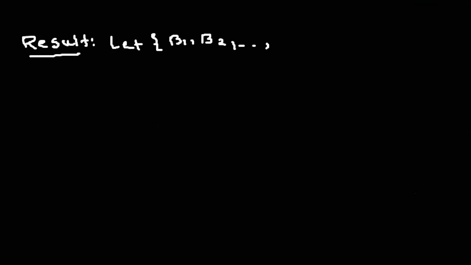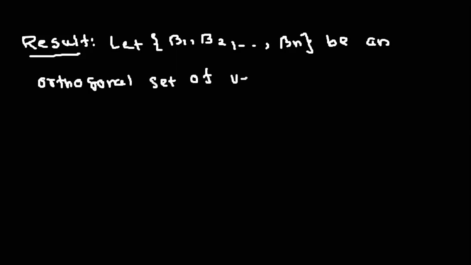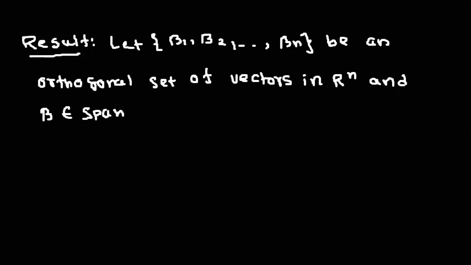Result. Let beta 1, beta 2, up to beta n be an orthogonal set of vectors in Rn, and beta is a vector in the spanning set of the vectors beta 1, beta 2, up to beta n.